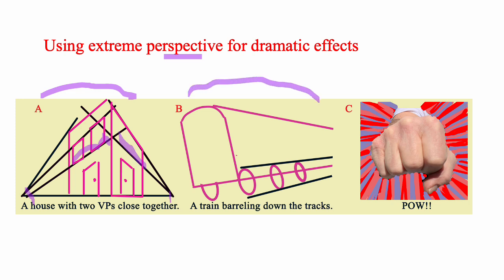And then there's this train that is barreling down the tracks in extreme 1 point perspective. These diagonals exaggerate the difference between the front and the back as if it's traveling so fast that we can barely reconcile the apparent change in size as it approaches us. And then these diagonal lines around the fist suggest that it just broke through a barrier.